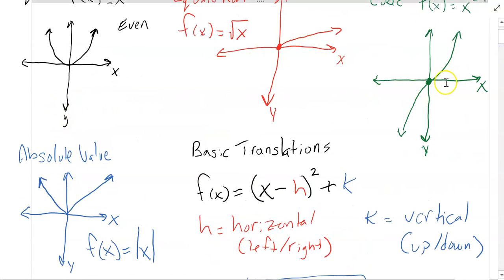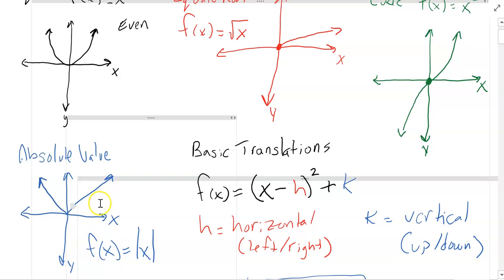And then the basic translations that we're going to apply to all of these basic graphs. They're going to maintain these shapes, and we're just simply going to move them horizontally, left or right, or we're going to move them vertically, up and down. And these are the variables that allow this to happen.